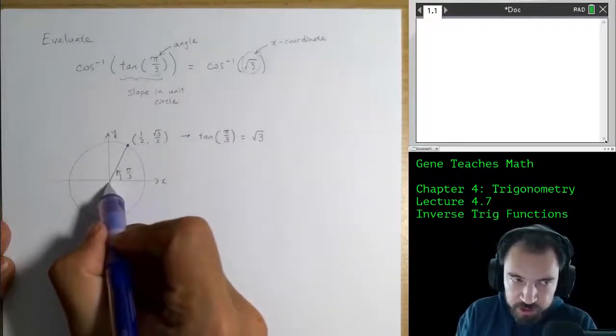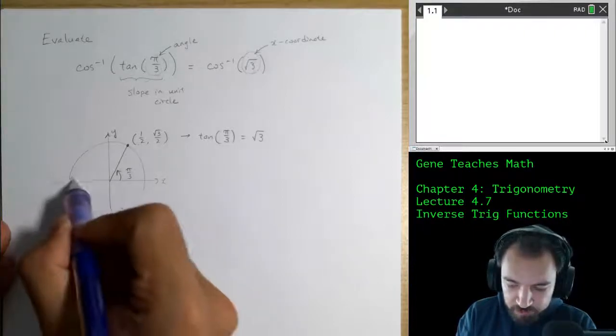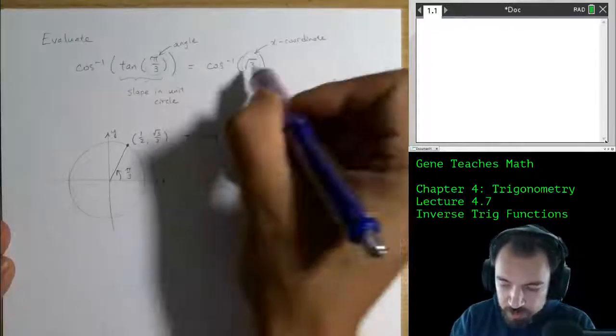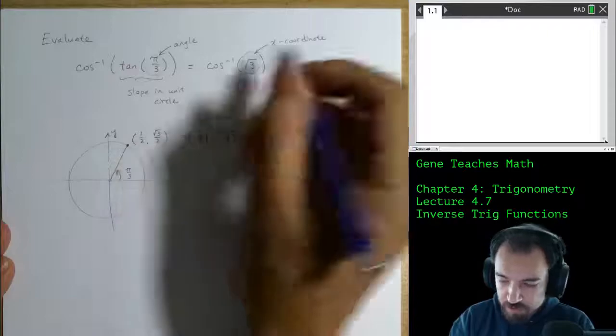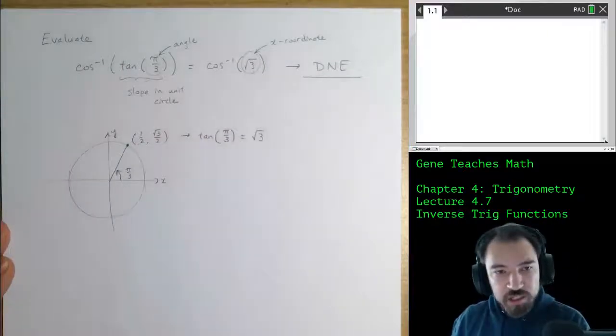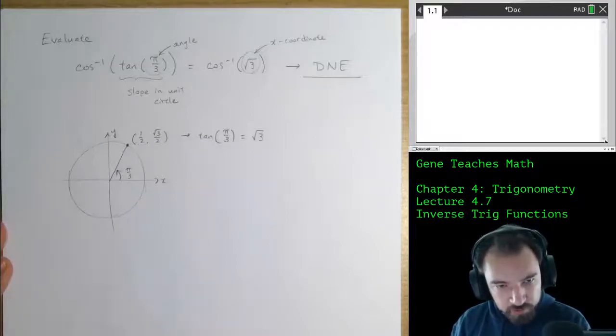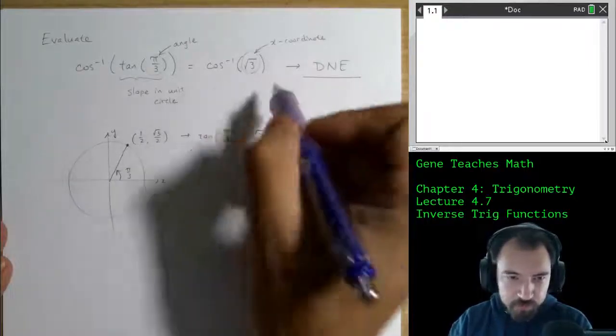The x coordinate in the unit circle cannot be bigger than 1 or less than -1. We have to stop there, which means this is out of the domain of the cosine inverse, which means this does not exist, and we cannot evaluate it. So with inverse trig functions, it's very important to be conscious of the domain whenever you perform calculations.